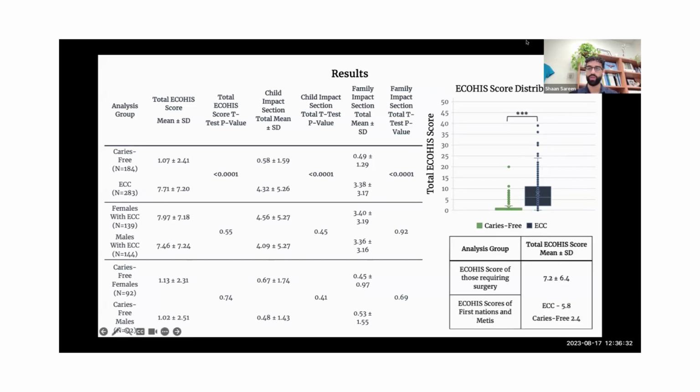It's also important to note that the ECOA scores that we found in our study align with previous ECOA scores that we found in our lab. So ECOA scores of those requiring surgery in Manitoba, we found to be about 7, and the ECOA scores for First Nations communities, particularly those with ECC, was about 6, and those that were Caries free was about 2. So very similar to the scores that we received in the study that we had just performed.